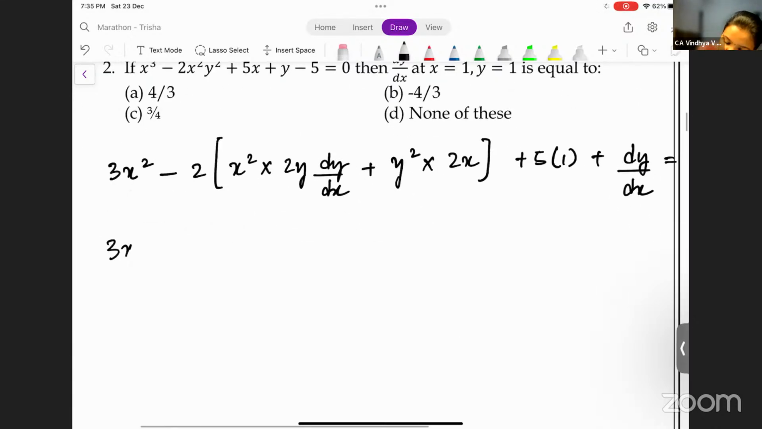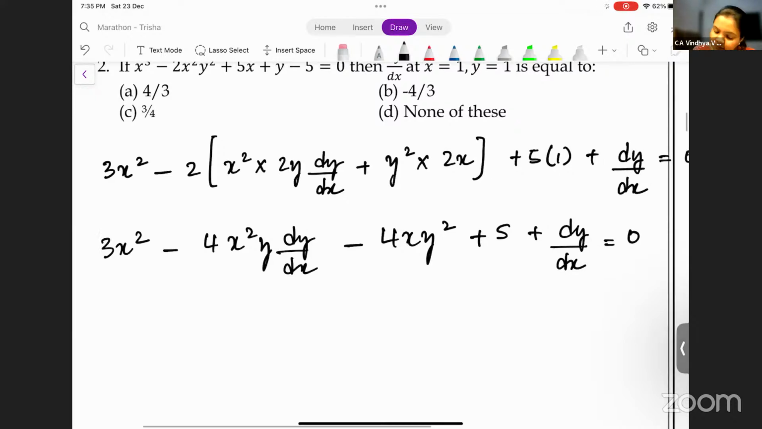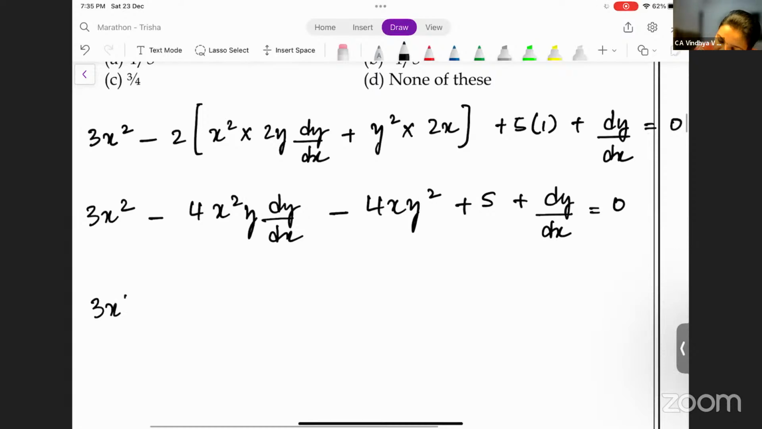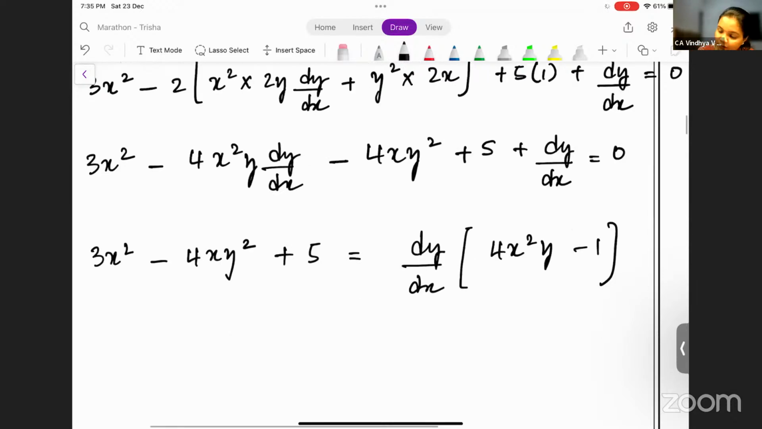Now you have 3x square minus, open the brackets, 4x square y dy by dx minus 4xy square plus 5 plus dy by dx is equal to 0. Okay. Now get the terms with dy by dx on one side. So you have 3x square here minus 4xy square plus 5. Take dy by dx common: 4x square y minus 1. This is what you get.